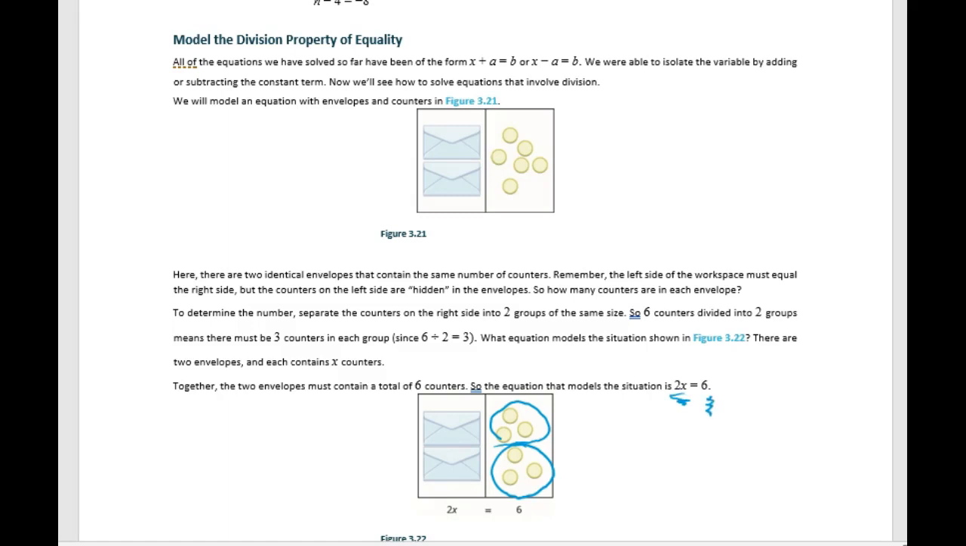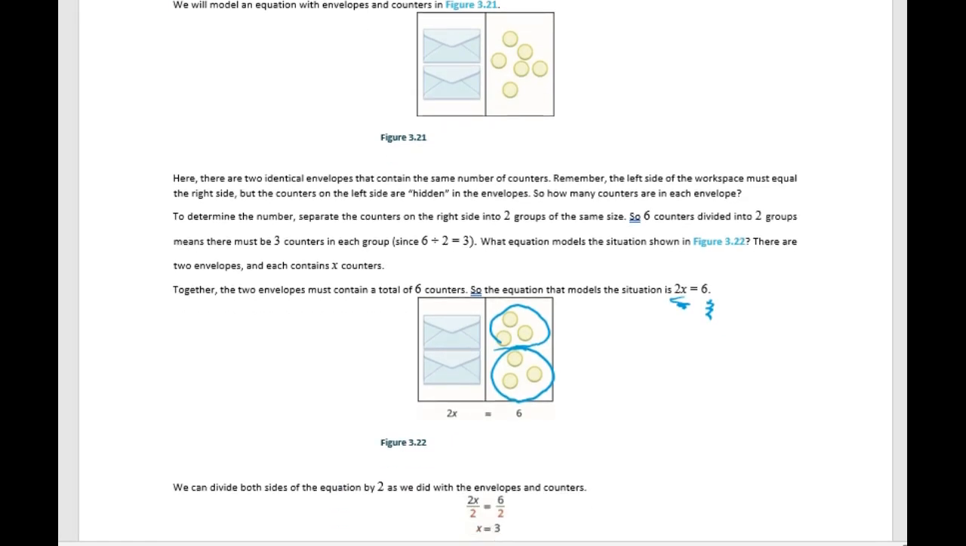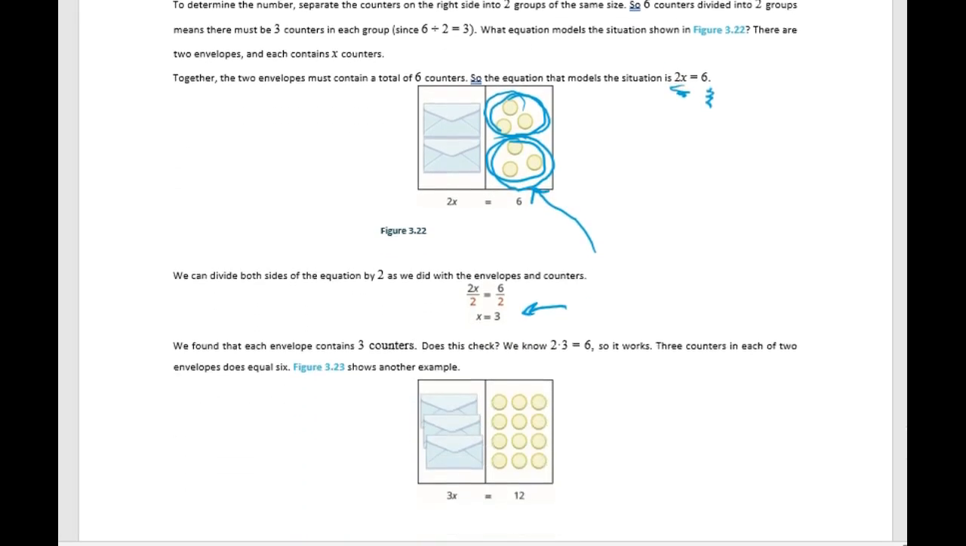My goal is to figure out how many counters go in each envelope, I'm sorry. So in order to do that, I go ahead and I separate them out like I did here. I made them into even groups, and that's how I divide. So I divide both sides by 2 and I get x equals 3. Well, I also see that in my picture. So remember, we can always go back to pictures while we're doing this.